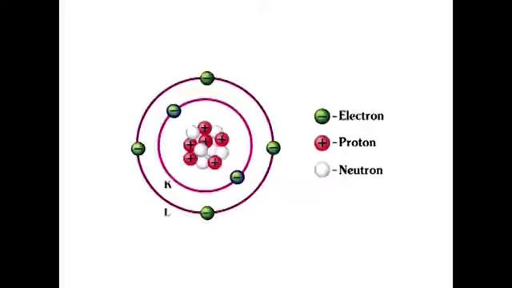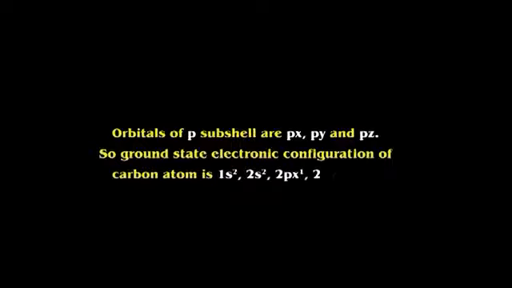Electronic configuration of carbon atom. It is understood that the atomic number of carbon is 6 and therefore it has 6 electrons. So 2 electrons are in the K shell while 4 electrons are in the L shell. The subshell of the K shell is s, while those of the L shell are s and p. Orbitals of the p subshell are px, py and pz. So the ground state electronic configuration of carbon atom is 1s2, 2s2, 2px1, 2py1, 2pz0.